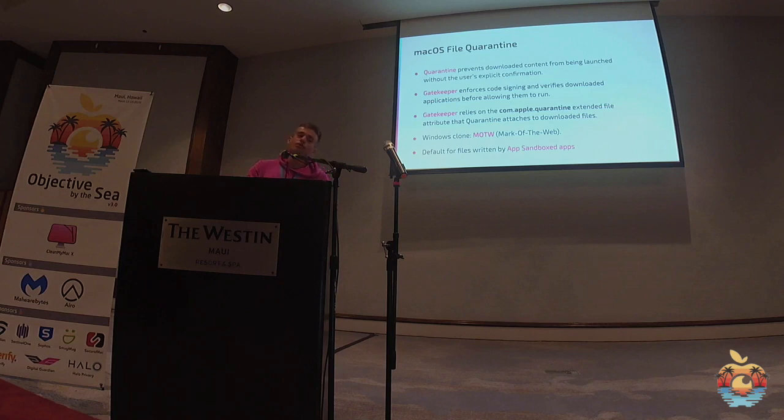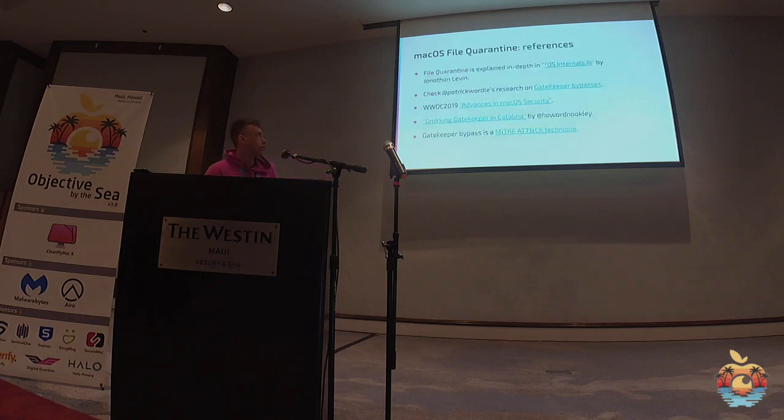The Gatekeeper mechanism enforces code signing and verifies downloaded applications before allowing them to run. Actually, Gatekeeper relies on the com.apple.quarantine attribute, an extended file attribute, that the quarantine mechanism, not Gatekeeper, assigns to the downloaded file. There is a Windows clone known as Mark of the Web, and it's important to understand that this option is default for all sandboxed applications. If you would like to discover more about file quarantine, you can check Jonathan Levin's work, Patrick Wardle's research, and so on. It's also interesting that a Gatekeeper bypass is a neutral attack technique.